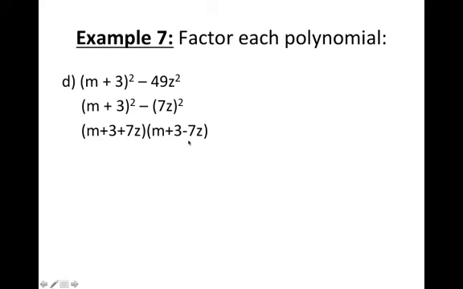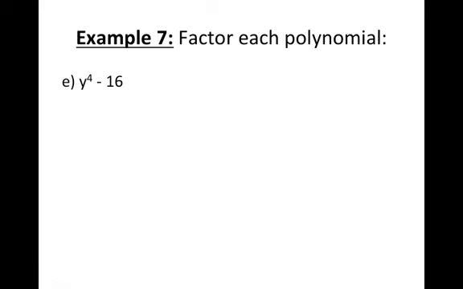And we're done. All right, we've got y to the 4th minus 16. Y to the 4th can be written as y squared squared.